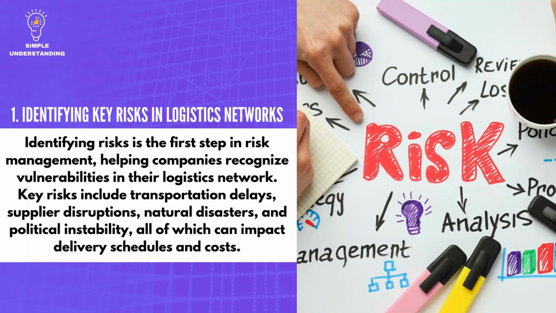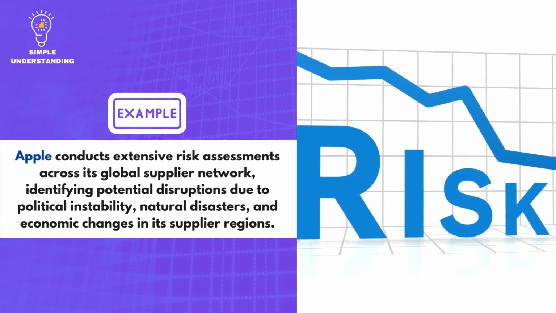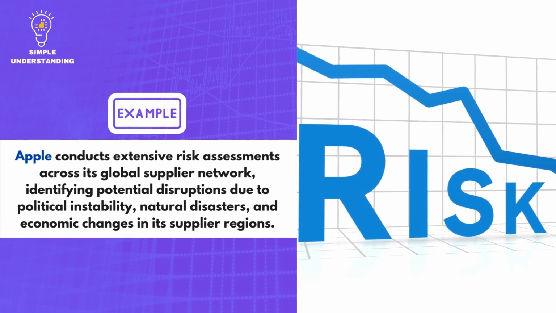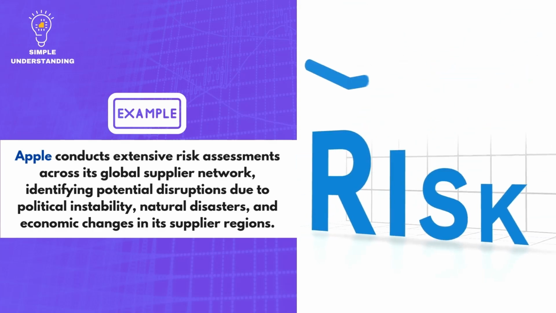1. Identifying key risks in logistics networks. Explanation. Identifying risks is the first step in risk management, helping companies recognize vulnerabilities in their logistics network. Key risks include transportation delays, supplier disruptions, natural disasters, and political instability, all of which can impact delivery schedules and costs. Real company example. Apple conducts extensive risk assessments across its global supplier network, identifying potential disruptions due to political instability, natural disasters, and economic changes in its supplier regions.